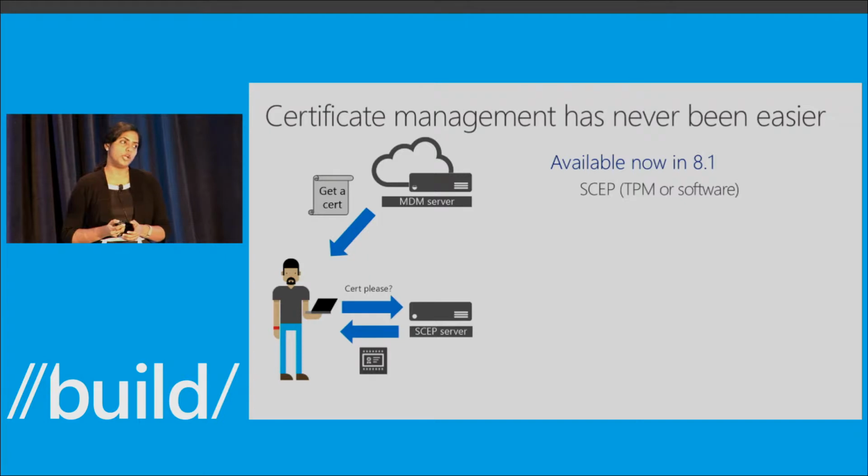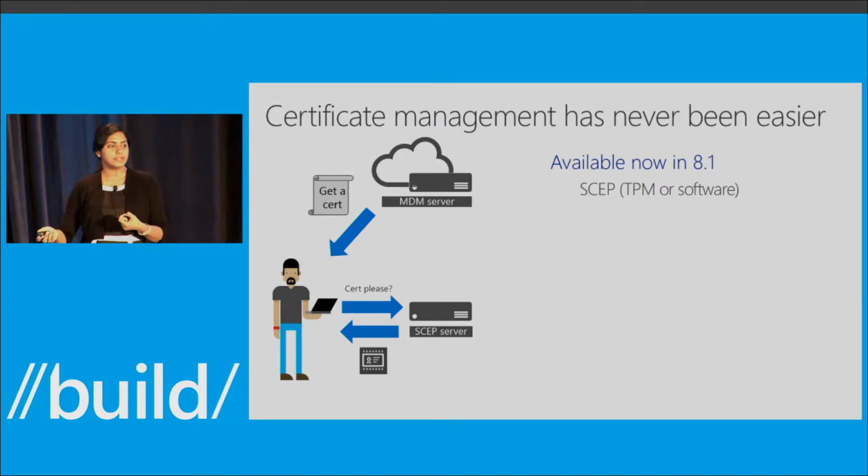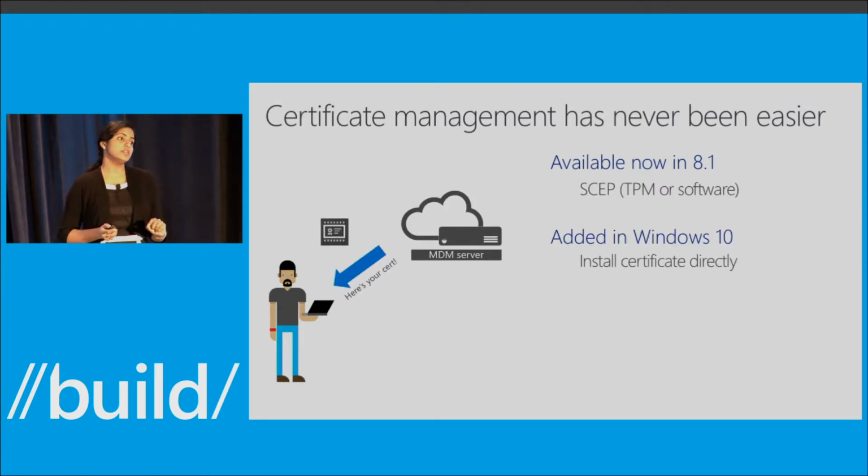In Windows 8.1, through MDM, you could provision a certificate using Simple Certificate Enrollment Protocol, or SCEP as we call it. So the MDM server indicates to the device that it needs to go and get a certificate, and the device goes and gets a certificate from a SCEP server. With Windows 10, in addition to this, you will also be able to install a certificate directly from the MDM server by sending the certificate along with the private key to the device without requiring the SCEP server.